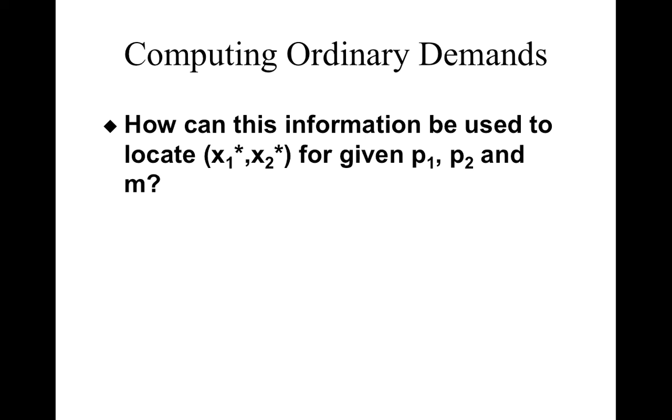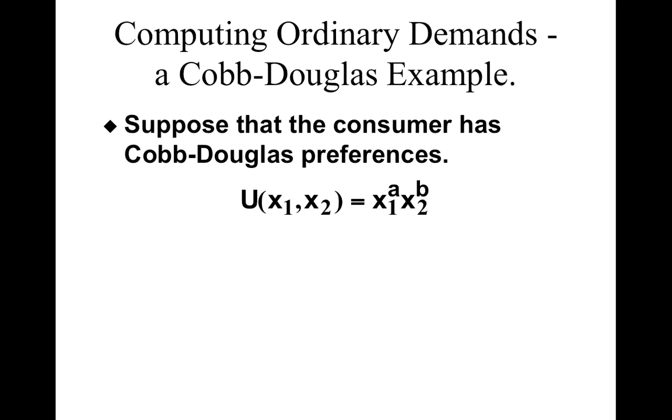The question is, how can we use this information to locate x1, x2 for given p1, p2, and m? Let's look at one example. This utility function here is called the Cobb-Douglas utility function. It's a multiplicative utility function. I'm saying that the utility of x1 and x2 is a product of x1 and x2, but it's not only that. x1 is raised to a and x2 is raised to b. So it's a power function, a product of two power functions.